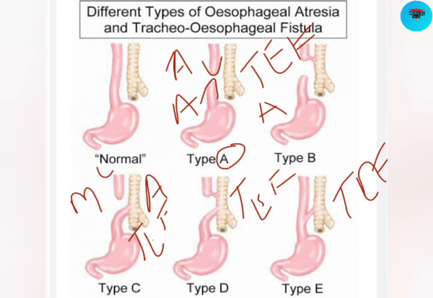understand? In type A, both esophageal tubes are atresic or blind. In type B, the distal is blind but proximally there is a tracheoesophageal fistula. In type C, the proximal is blind or atresic but the distal has a tracheoesophageal fistula. In type D, both have a tracheoesophageal fistula, proximal and distal. And in type E, both tubes are patent but the esophagus has a connection with the trachea. So these are the basic 5 types of tracheoesophageal fistula. In that, type C is most common.